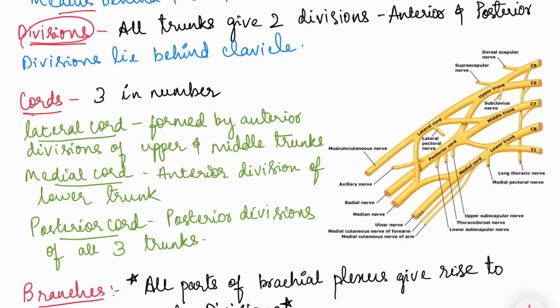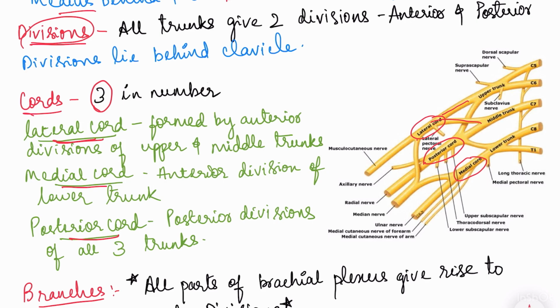Now let's talk about the cords of brachial plexus. The cords of brachial plexus are three in number. So we have the lateral cord, medial cord and the posterior cord. So this is the lateral cord, this is the medial cord and this is the posterior cord. The lateral cord is formed by anterior divisions of upper and middle trunks. So this is the lateral cord, the upper trunk's anterior division and the middle trunk's anterior division. Both of these form the lateral cord.